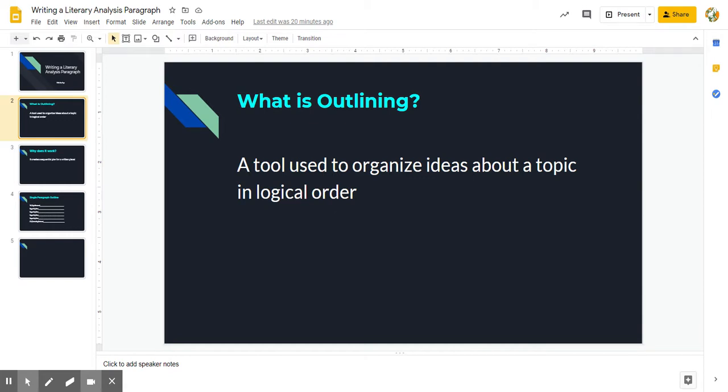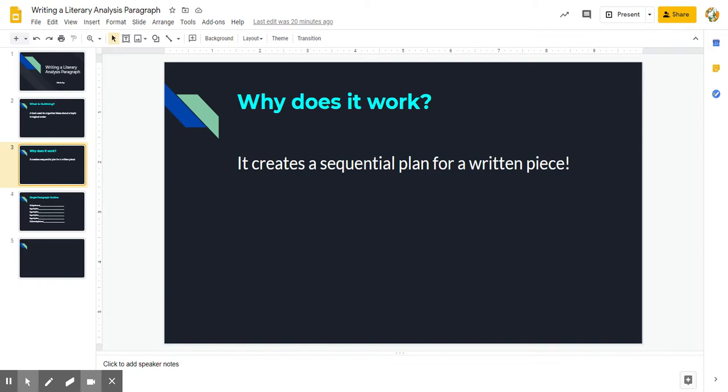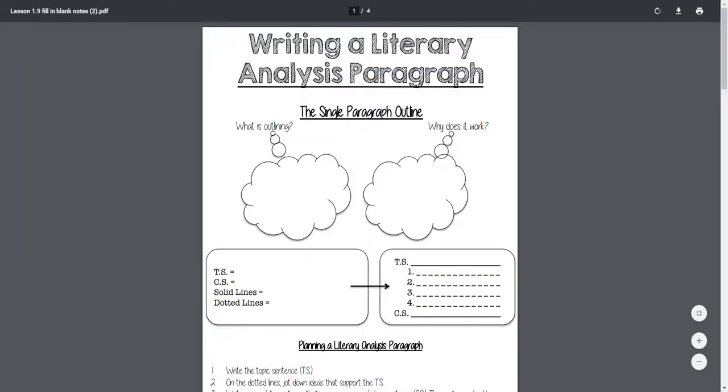The next thought bubble that you have is why does it work? Well, the way that I'm going to show you how today to create your paragraph creates a sequential plan for a written piece. It goes step by step by step so that the order of it makes sense. All right, the next thing that I would like for you to look at back on your paper is the nice little structure template down here. We have a TS, a CS, and solid lines and dotted lines.